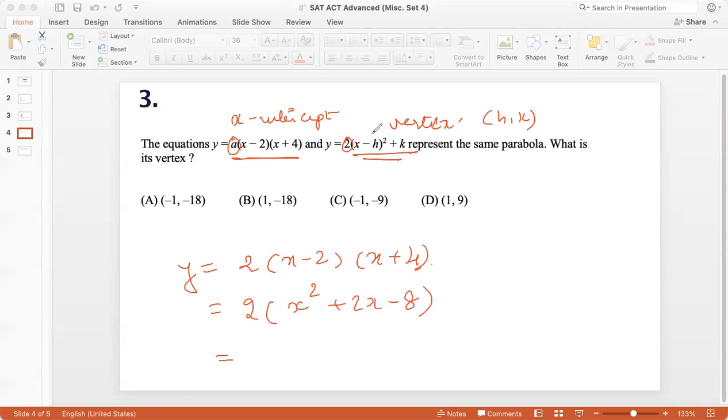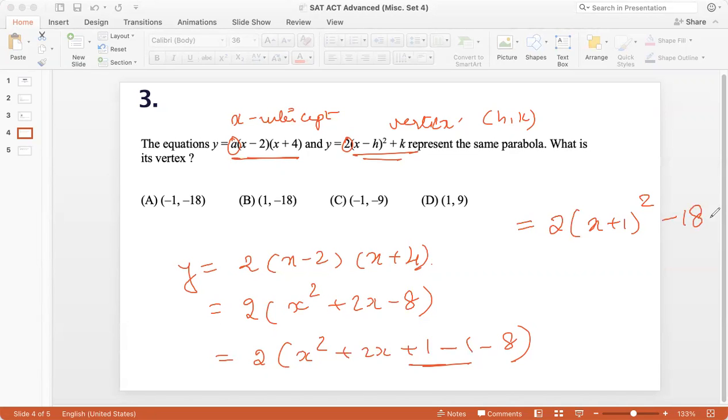Now, I can convert this to the vertex form by completing the square. So I can say 2 times (x squared plus 2x plus 1 minus 1 minus 8). And I did this plus 1 and minus 1 because this x squared plus 2x plus 1 will become (x plus 1) the whole squared. And minus 1 minus 8, which is minus 9. Minus 9 into 2, minus 18, would be outside. And this is the vertex form where h is -1 and k is -18. So the vertex of the parabola is (-1, -18), option A.